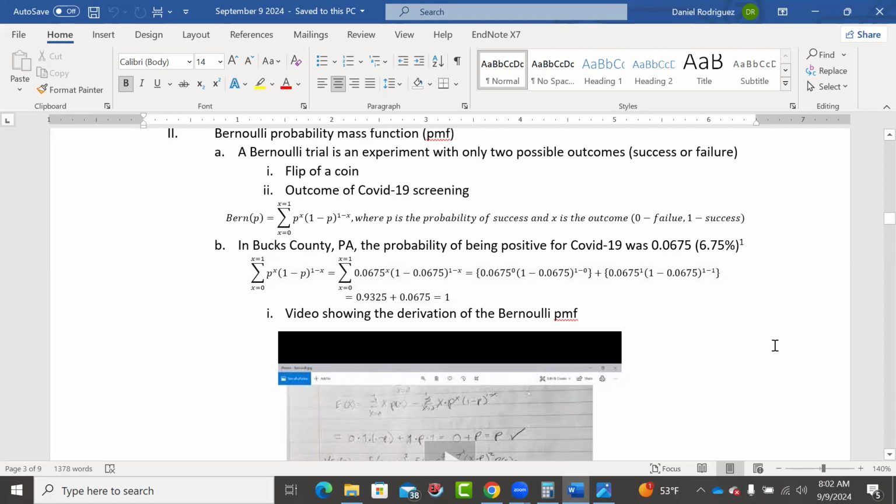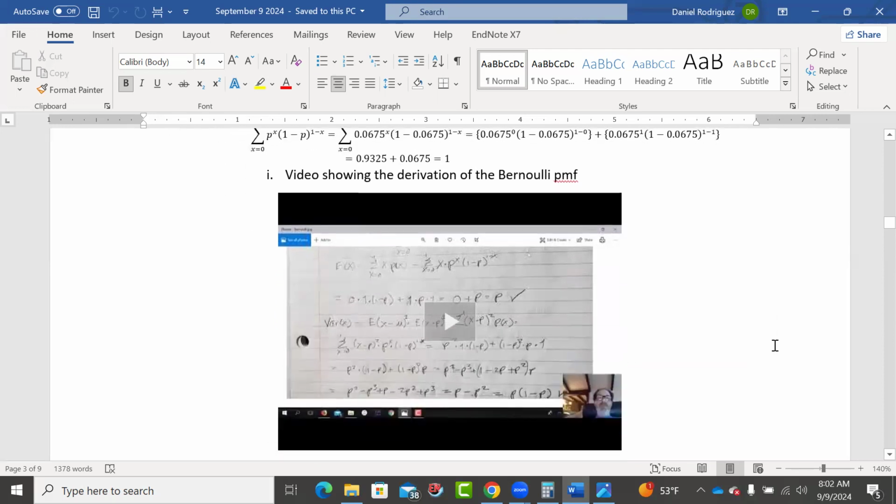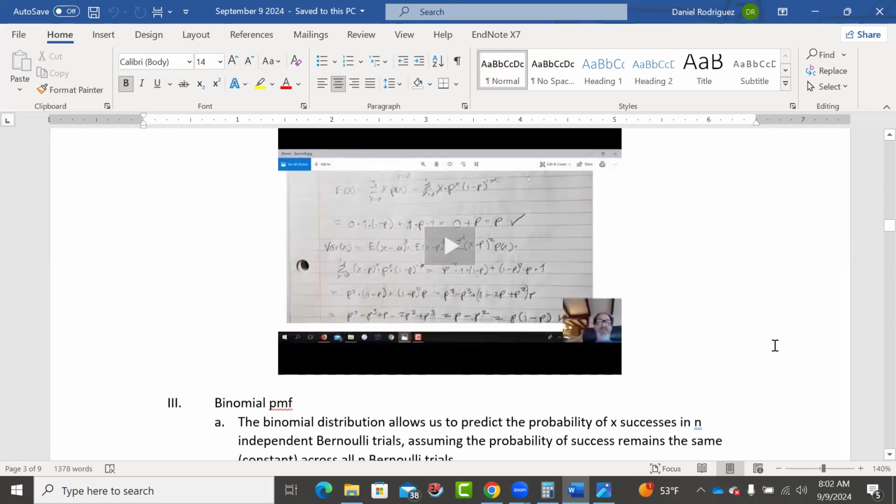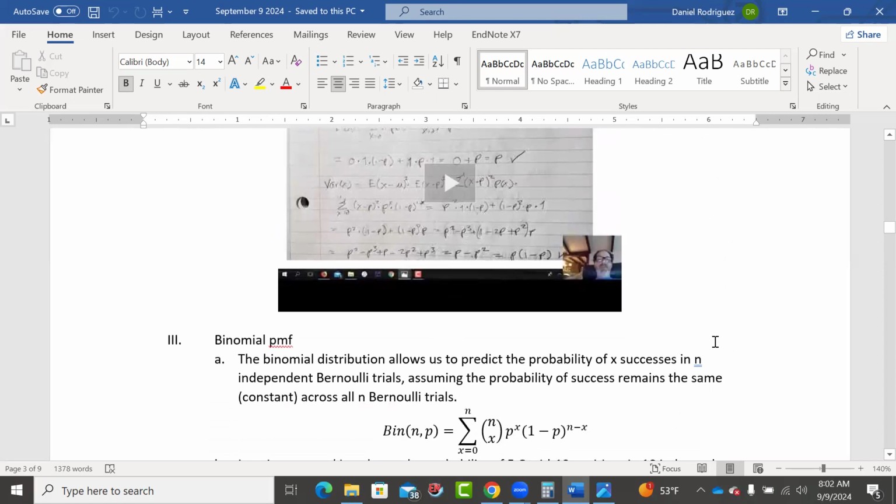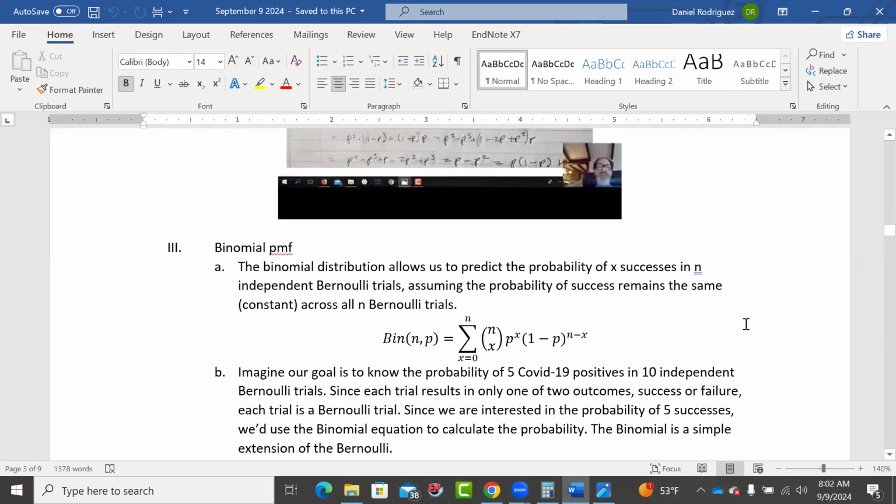Again, here's a video showing the derivation of the Bernoulli probability mass function. Looks like this was sometime during COVID, because I look like I have two chins or something like that. That's my beard.